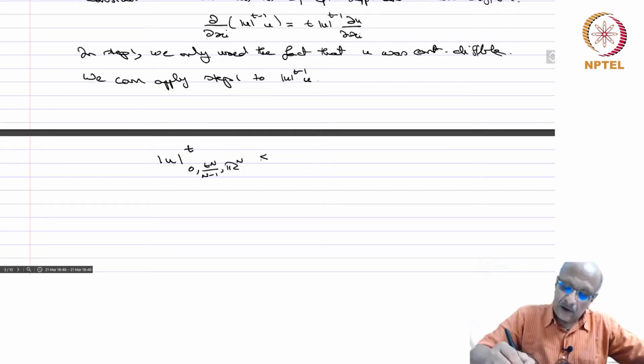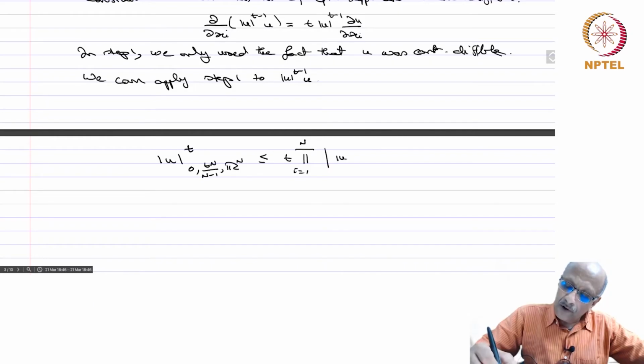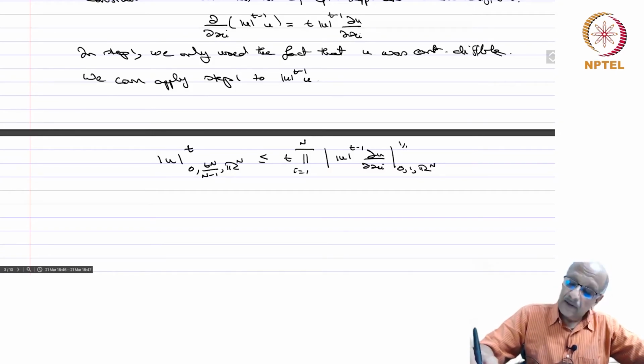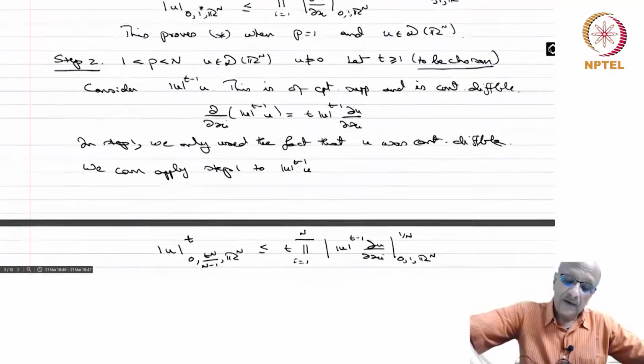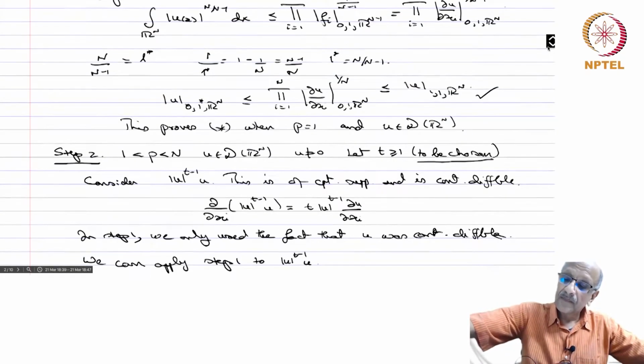So that is less than or equal to t times the product over i equals 1 to n of the integral over R^n of |u|^(t-1) |du/dxi|, to the power 1 by n. So this is exactly what we had here. So we are using this fact.